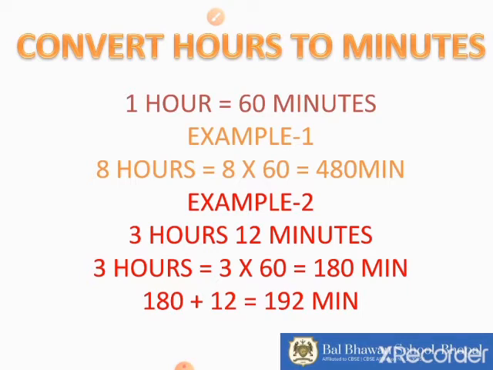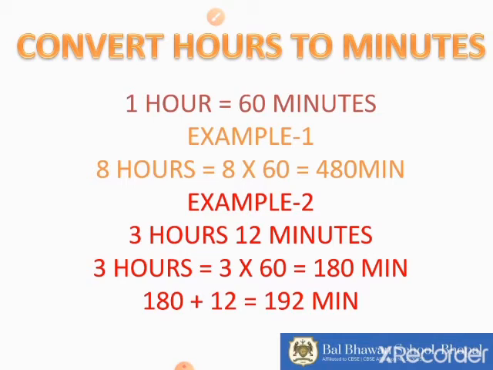Let us see some more examples. So you have to convert an hour into minutes. It means you have to multiply by 60 because hour is greater than minute. For example, 8 hours has to be converted into minutes. So 1 hour is equal to 60 minutes. So for 8 hours, you will do 8 into 60. That is 480 minutes.